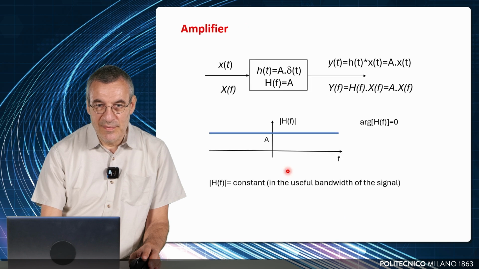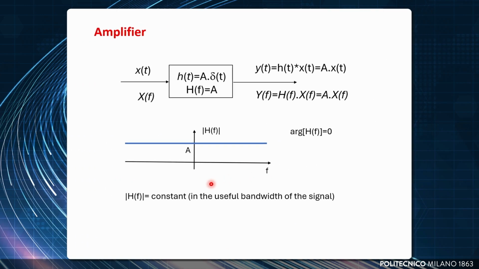So let's see the first very simple system, which is the amplifier. The amplifier is a system that multiplies the input by some number, a, so that the amplitude of the output is different from the amplitude of the input. The transfer function of the amplifier is a constant, the constant a, at least in the bandwidth where we are interested, so for the bandwidth of the input signal.